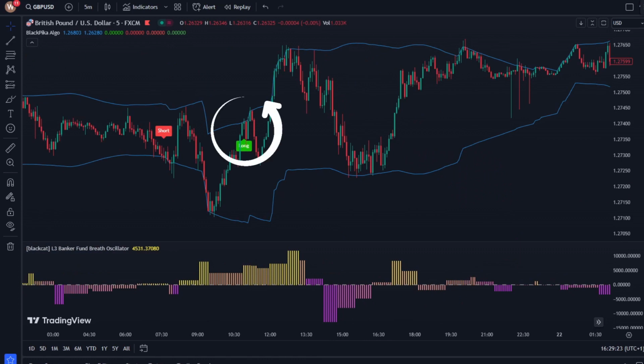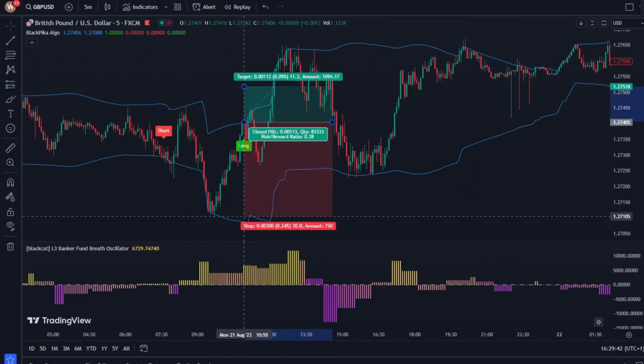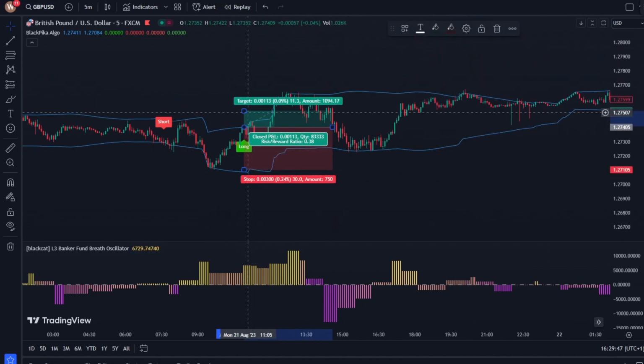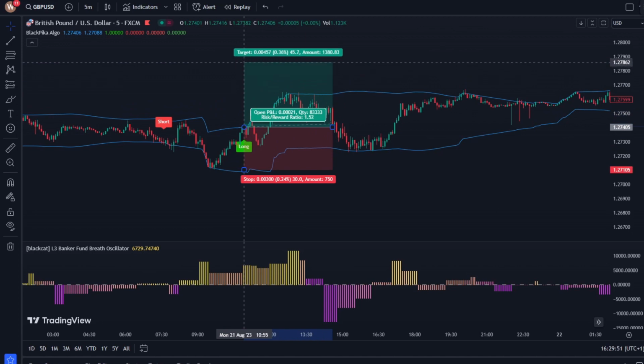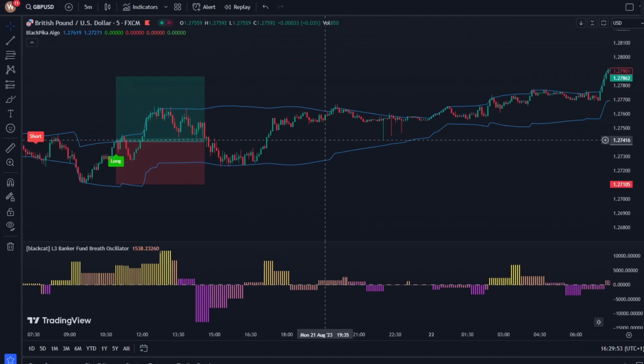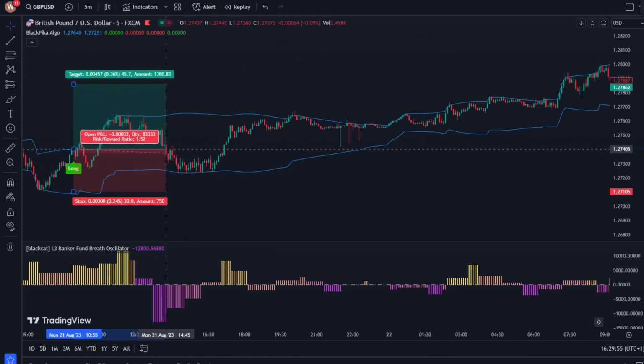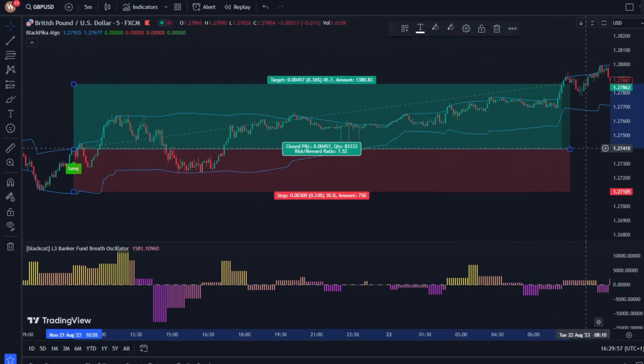The Black Pika indicator must generate a buy signal, and then the banker fund breath oscillator should be above the zero line. If these conditions are met, execute a buy order. Place your stop loss at the previous market low. The risk-to-reward ratio will be 1 to 1.5. The market has achieved the target.